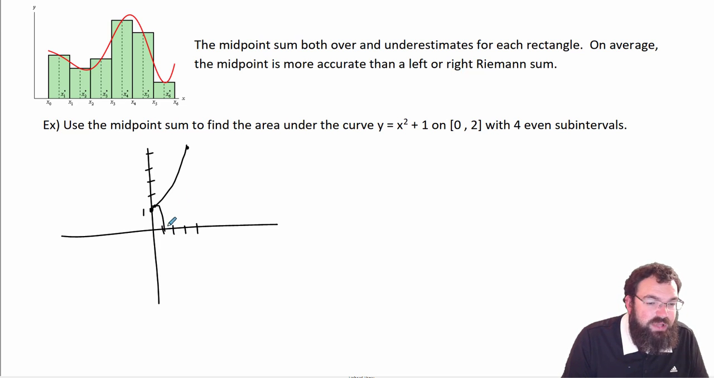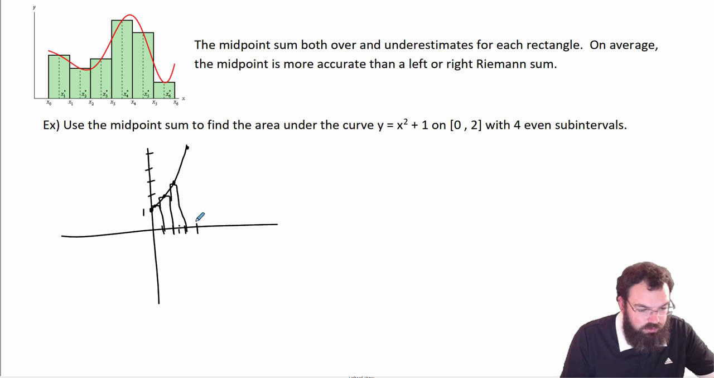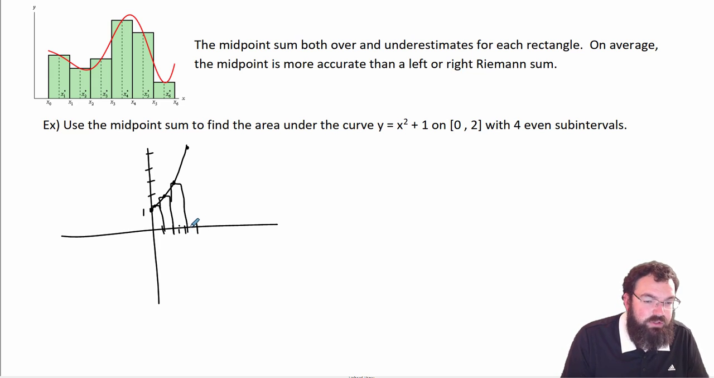Halfway between that is 3/4, so 3/4 is up here, and I'm going to make my rectangle from there down. Halfway between 1 and 1 1/2 is 1 1/4, which is there, so I'm going to go up and follow that. Okay, there is that one. And then halfway between 1 1/2 and 2 is 1 3/4, so I'm going to go up there.